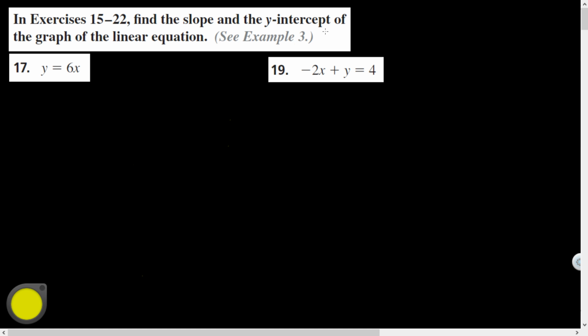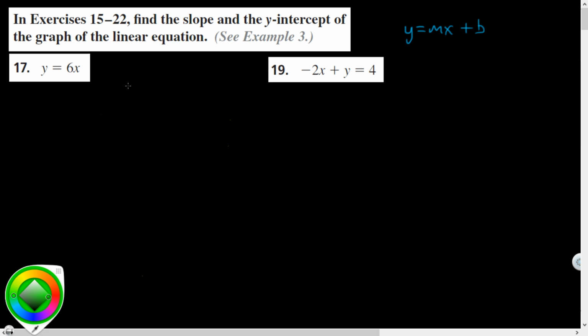And it says find the slope and the y-intercept of the graph of the linear equation. Notice it does not tell us to graph it, just asking us to find this information. So what we are thinking of is slope-intercept form, y equals mx plus b.